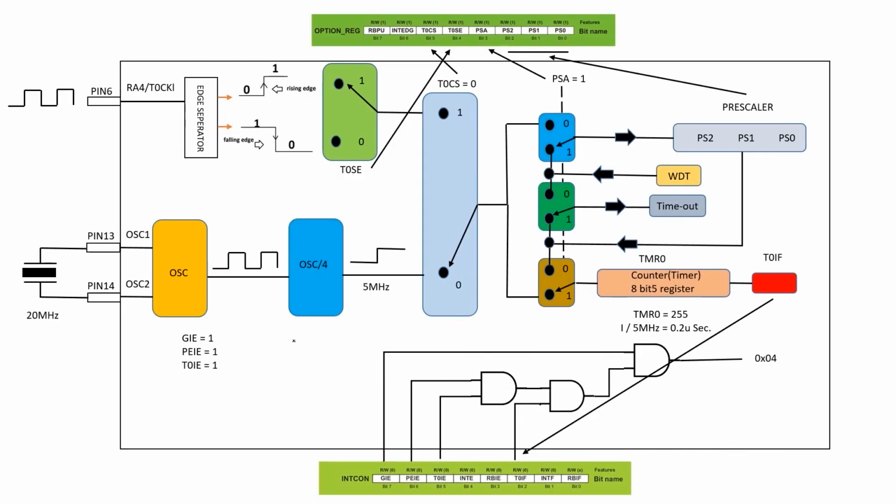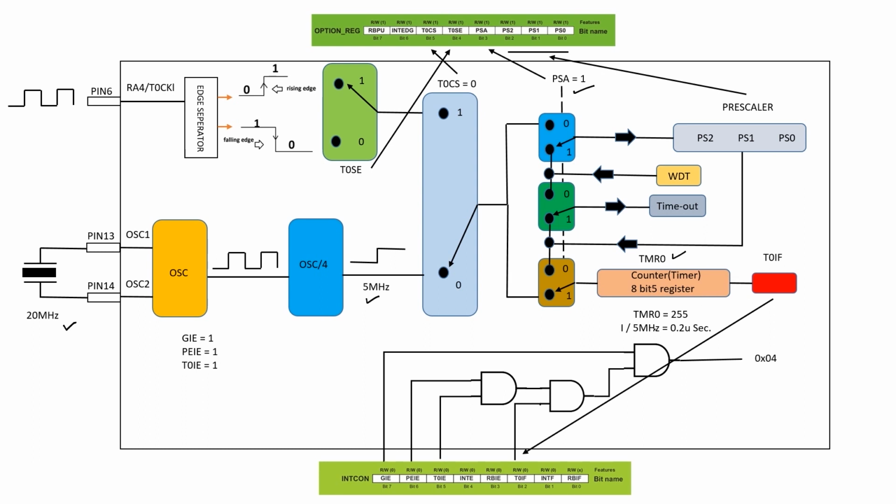With the help of this diagram, we can understand how the minimum delay can be achieved using timer 0. Here we have the timer 0 register and the crystal oscillator is 20 MHz. After dividing the crystal oscillator by 4, we'll have a 5 MHz clock, and this clock will be applied directly to timer 0. By setting the PSA bit as 1, we can assign this 5 MHz clock directly to timer 0. If we assign the timer value 255, then after only one clock, the T0IF interrupt flag will be set.